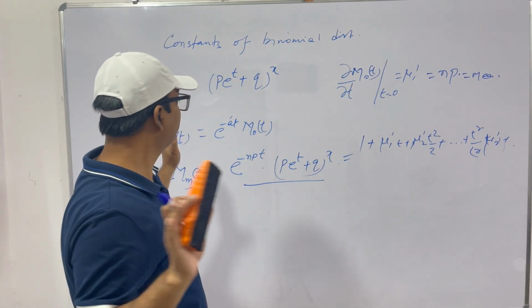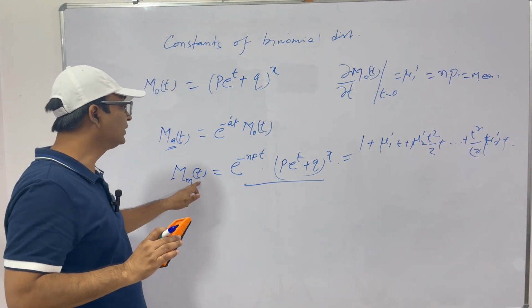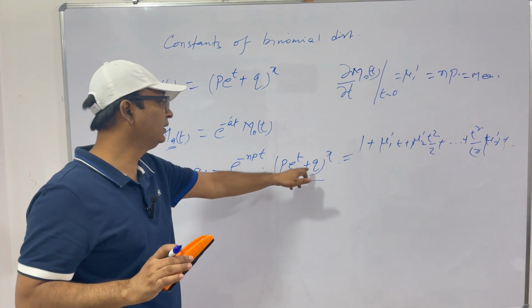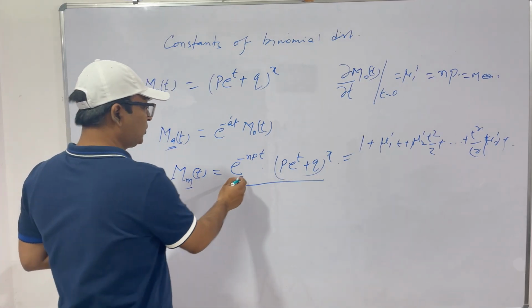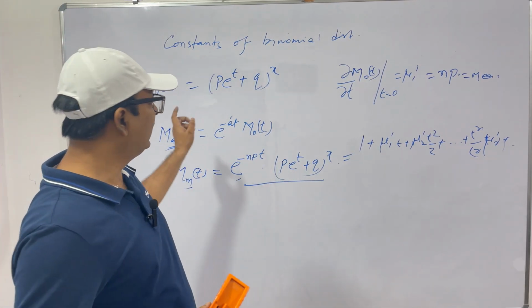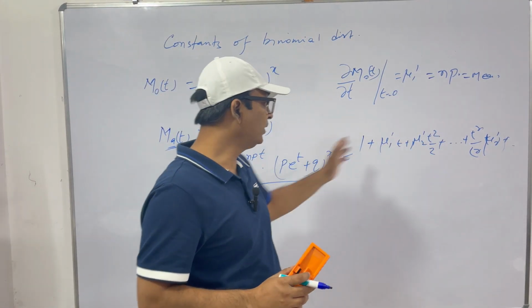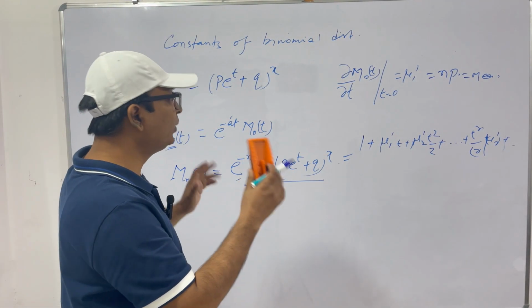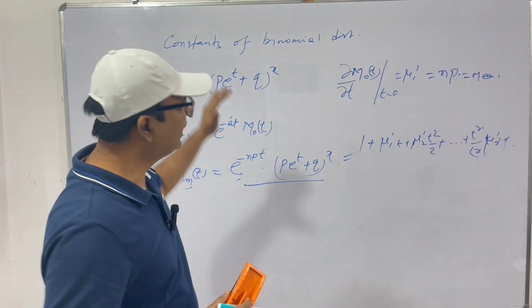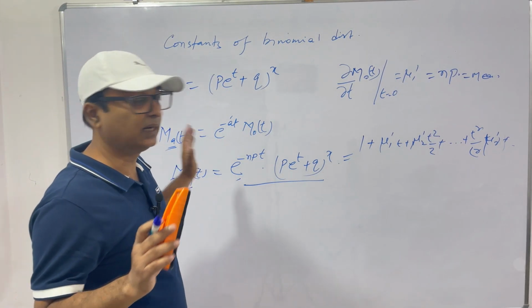The concept is clear. We have found it about the mean, the moment generating function is e to the power minus npt times this function. We can expand this e and this, put everything together and then expand, and we know that the expansion of the moment generating function was like this. So if we equate them, we will get some values. I am writing those values. Those values are important. You should learn them by heart.